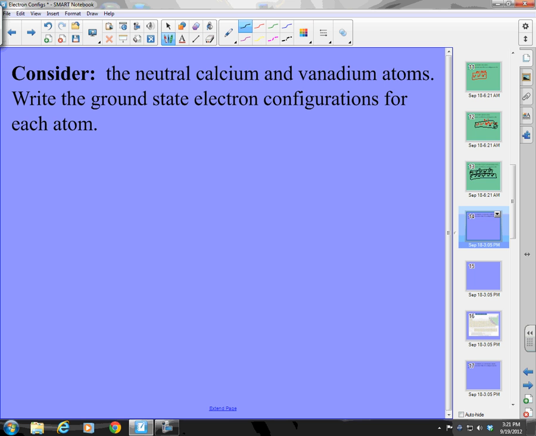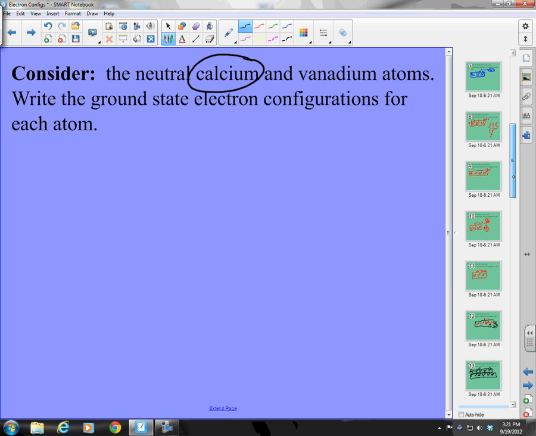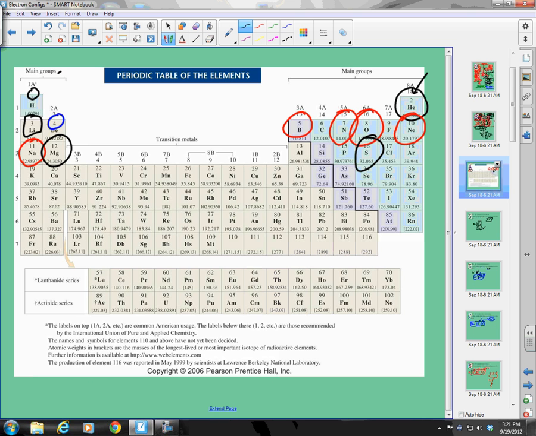Consider the neutral calcium and vanadium atoms. Write the ground state configurations. We'll take calcium first. Here's calcium. I have 20 electrons that I want to place.